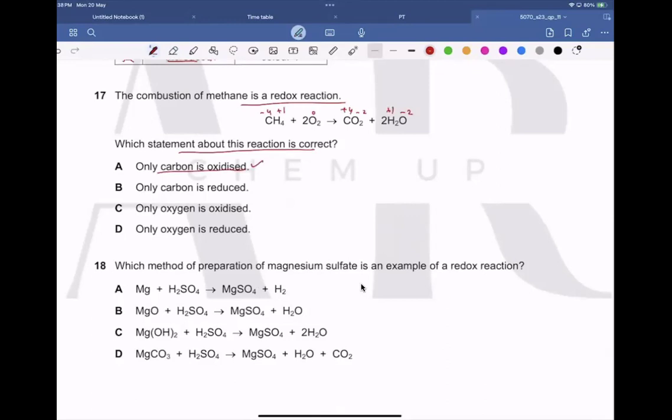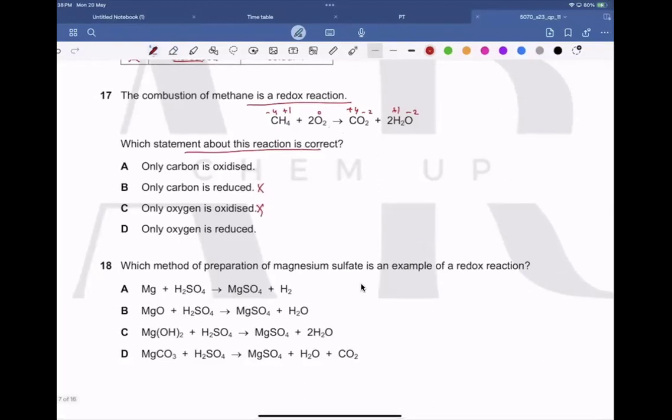Only carbon is reduced, only oxygen is reduced. Only oxygen is oxidized. No, one minute. It's -4 to +4. So carbon is not reduced and oxygen is not oxidized because oxygen is changed. If you see, it's not a carbon, it's basically a methane, right? And if you see, it's oxygen only.